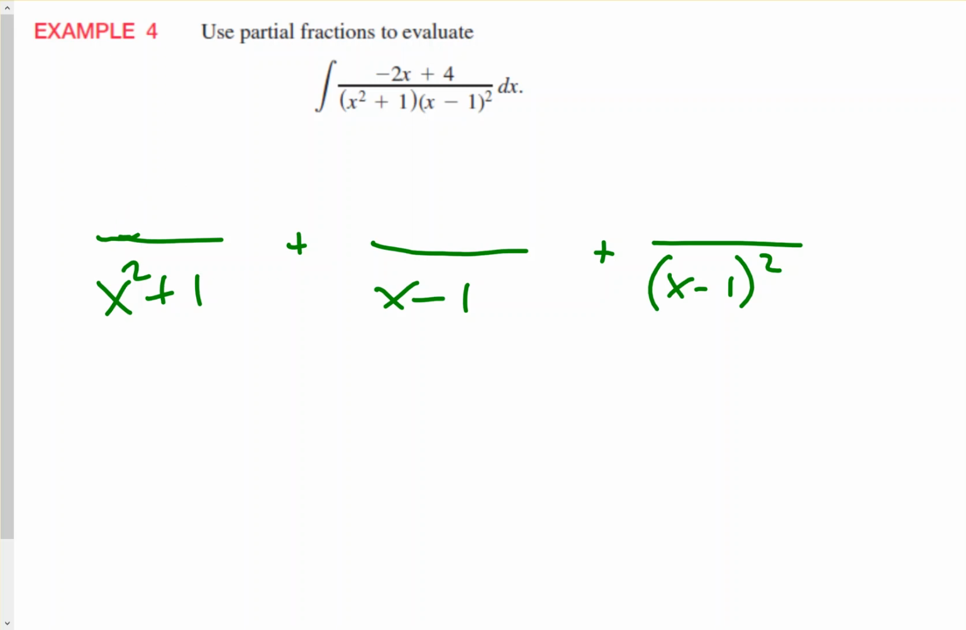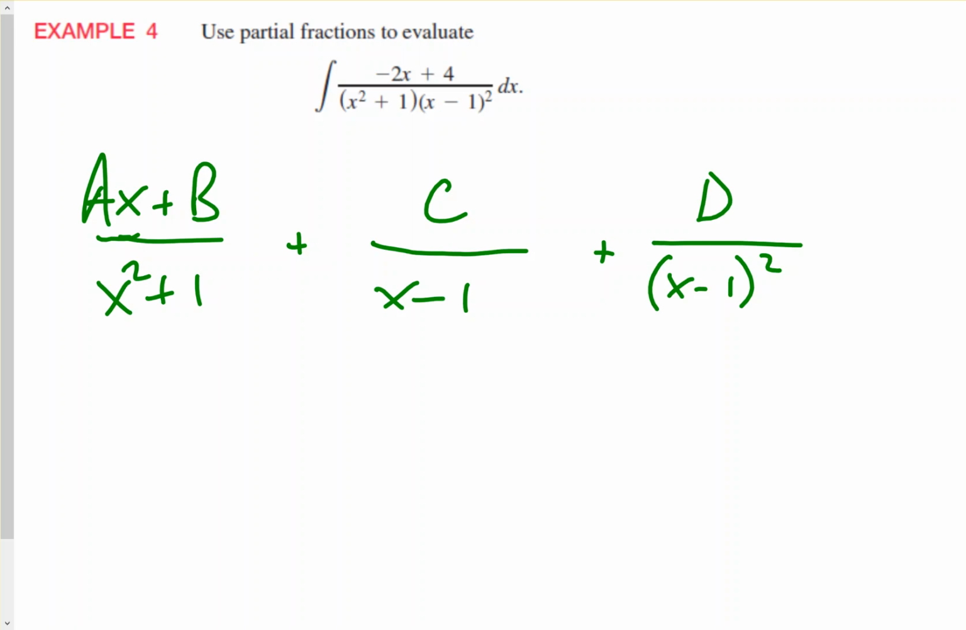Okay, so we're going to see that instead of just a plain a or a plain b, this one we're going to say is ax plus b. So if this is a quadratic denominator, the numerator is going to be a linear, degree 1 numerator. Here this is x minus 1, so we could just put a regular c. And then this is x minus 1 squared, and this will just be a plain d.